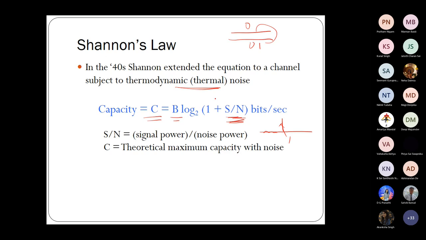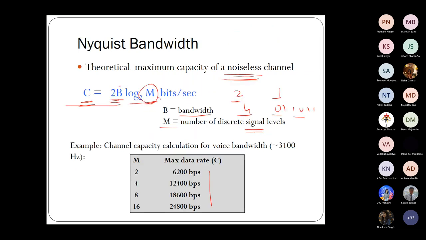So let's not worry about how to measure it. It's there in the book also if you want to read, but let's not worry about it. But this is something that we can measure predictably, thermal noise. So the idea is very simple. How can I increase the capacity? One way was, as we saw earlier, I can increase this M, because B is given.